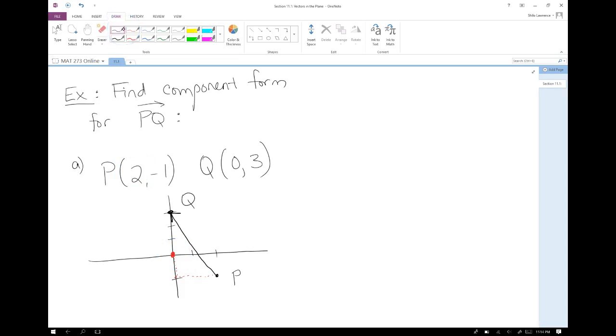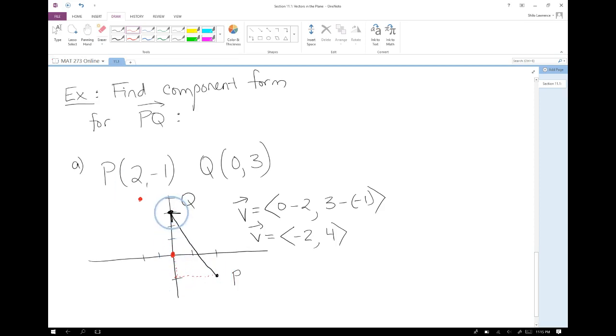If we follow our formula, the formula says terminal component minus initial component. Terminal component minus initial component. We see that we get component form of -2, 4. That also happens to be the new terminal point of our standard position vector. If I want to preserve magnitude and direction, I had to move P left 2 and up 1.